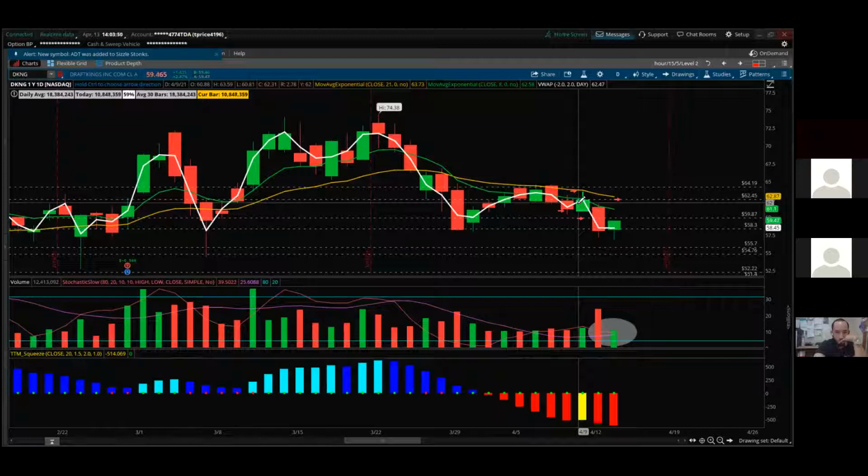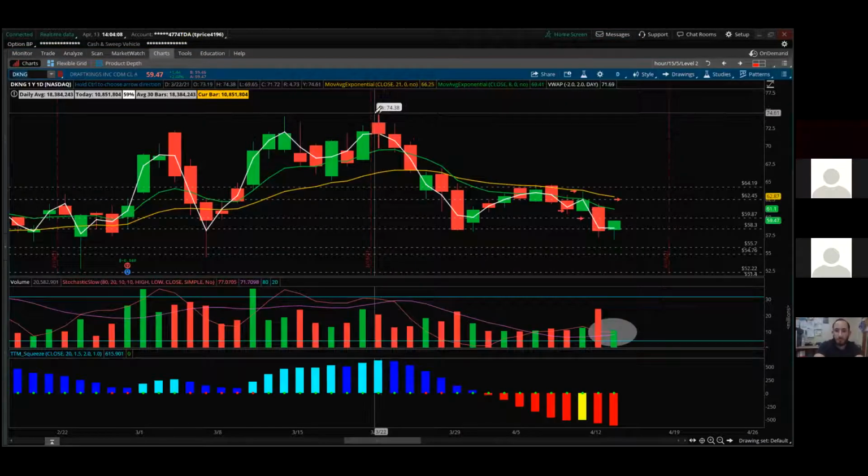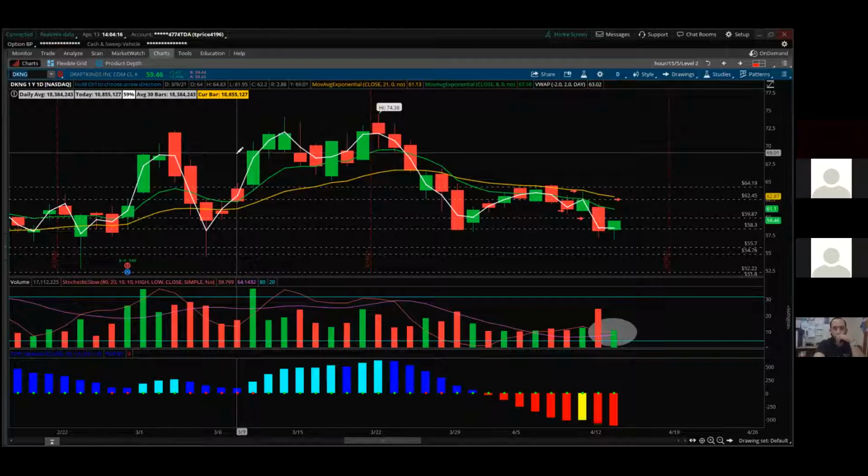Yeah, well, every time states pass sports betting, DraftKings and Penn, which is another betting stock, they kind of run together if you look at it. Penn had an all-time high, rejected off of it really heavy. Same thing with DraftKings. They hit an all-time high around the exact same time frame and rejected off of it. So DraftKings and Penn move pretty similarly.